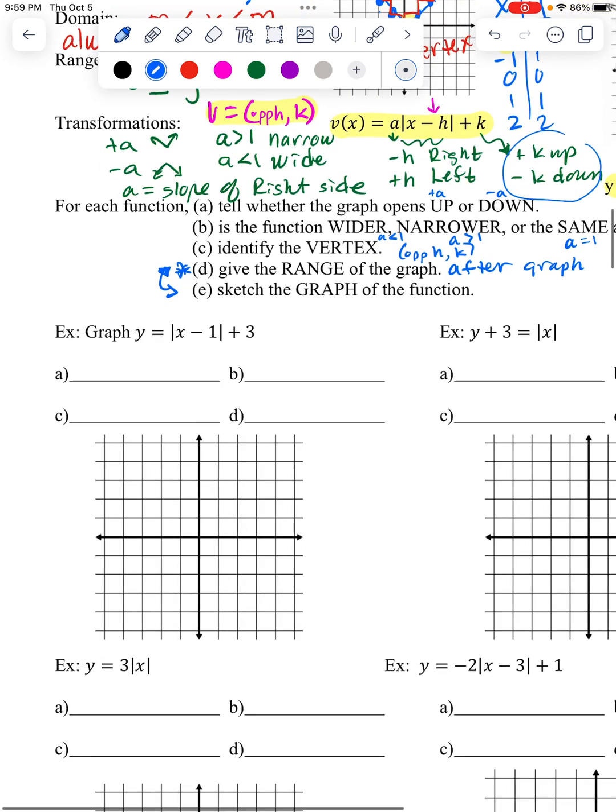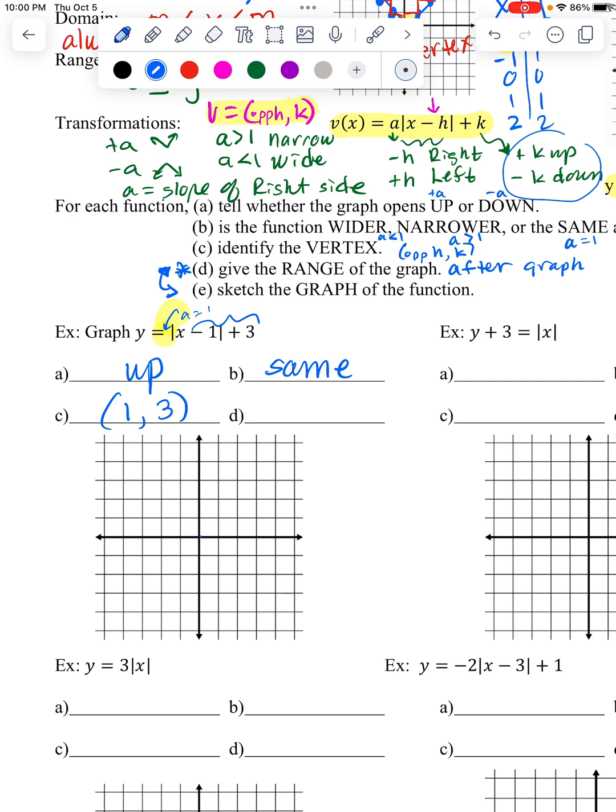So in part A, tell whether it opens up or down. Well, this one doesn't have a number out in front of it. And so what that means is that your A value is simply just a 1 in there. But it is positive, so it's going to open up. Part B said, is it wider, narrower, or the same? Well, since it just has a 1 in front, it's just going to be the same as the parent graph, because the parent graph doesn't have anything in front of the absolute value bars either. C wants us to find the vertex. Don't work too hard. Look at these two. Take the opposite of what's inside and the outside as it appears.